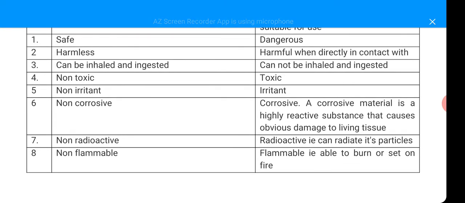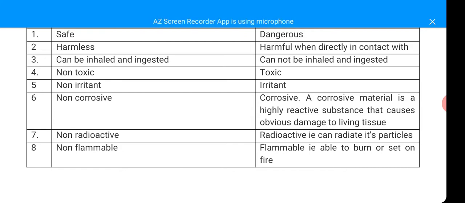Chemicals that are non-corrosive are suitable for use, while chemicals that are corrosive are not suitable for use. A corrosive material is a highly reactive substance that can cause obvious damage to living tissue. Something that can eat up your body, like acid, that can eat up other substances, that can eat up a solid substance or solid chemical, is referred to as corrosive, and such is harmful, such is classified as not suitable for use. Acid is an example. Acid can eat up solid elements, so it is corrosive, so it is classified as not suitable for use.